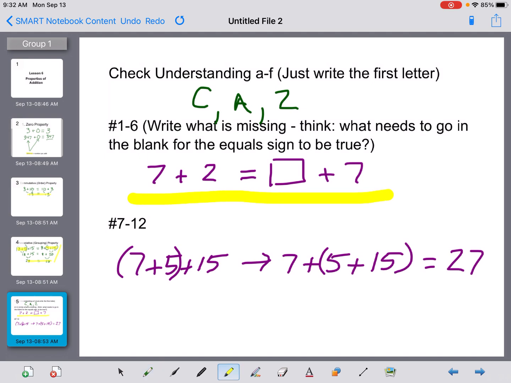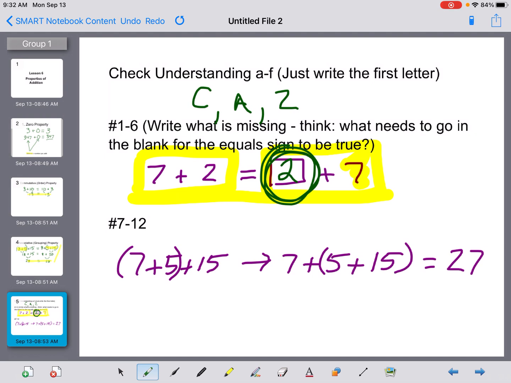If you see a question that looks like this, over on the left-hand side, we have 7 plus 2. Well, what would have to go on the right-hand side in order for that equal sign to be true, in order for both sides to be equal? Well, we have a 7, but what we are missing is the number 2. Okay, so you have to think about what is missing. And in your books, you don't have to rewrite the whole equation. You can just write what is missing or what fits in the blank.